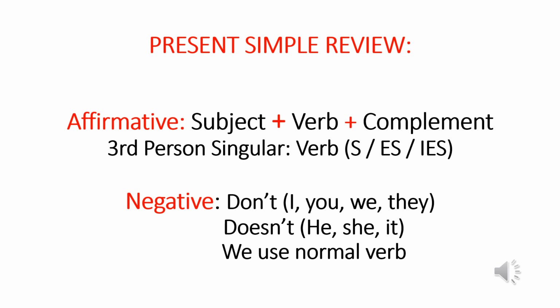In the case we are talking about a negative sentence, remember we use the auxiliary don't or doesn't. Because of the presence of the auxiliary, the verb is going to be normal. For instance, Caroline doesn't like. The baby doesn't cry. I don't understand.